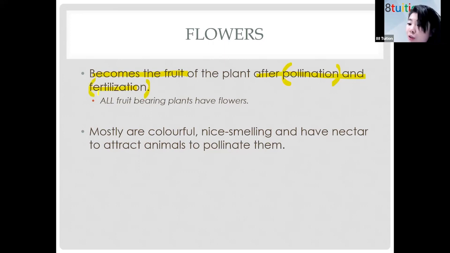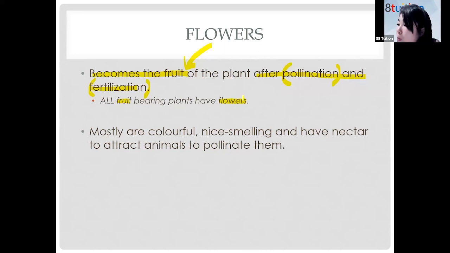Okay, so eventually, after reproduction, my flower will become the fruit. All right, so take note, as long as I see a plant that has fruit, I know that the plant has flowers. It's a flowering plant. So even if I see a plant, for example, a mango tree, and I only see mangoes on it, I don't see any flowers, I still know that it is a flowering plant because of the fruits, the mangoes are there.